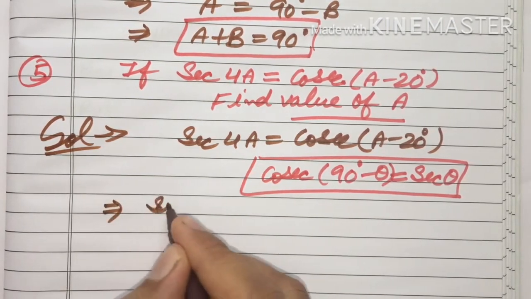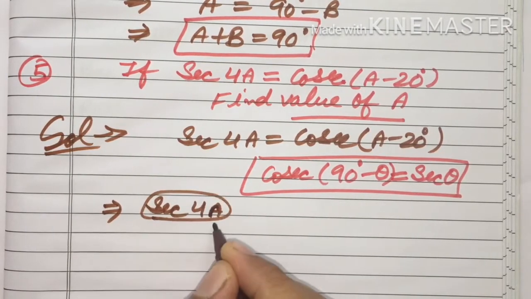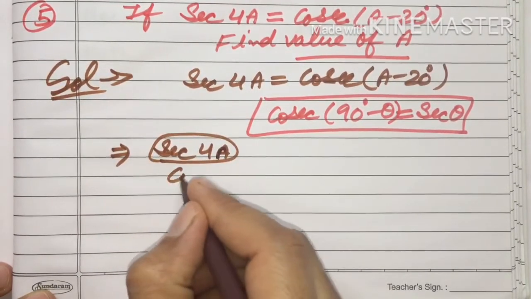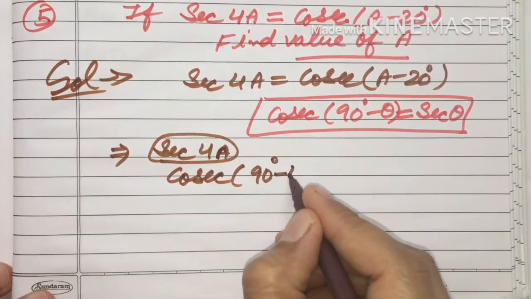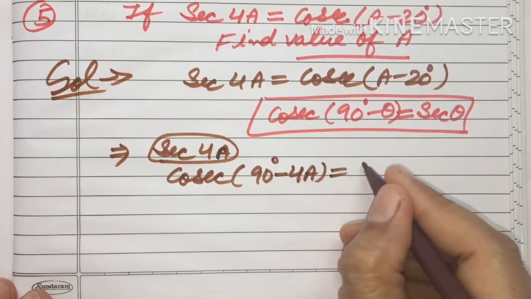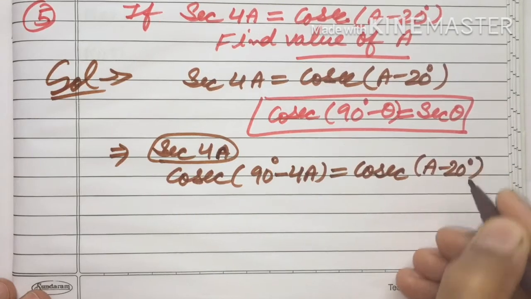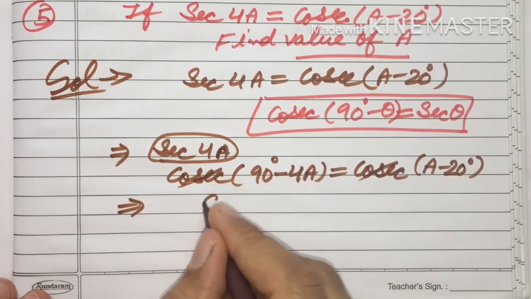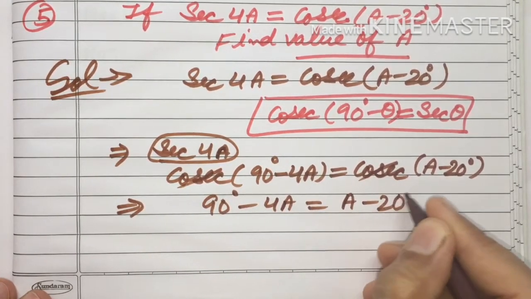So how can we do that? Secant 4A. Instead of this secant 4A, we will change into cosecant. So what can we write down? We can write cosecant(90 degree minus theta), with 4A instead of theta, and on the right side cosecant(A minus 20 degrees). So both functions we can cancel, same thing is there. So 90 degree minus 4A is equal to A minus 20 degree.